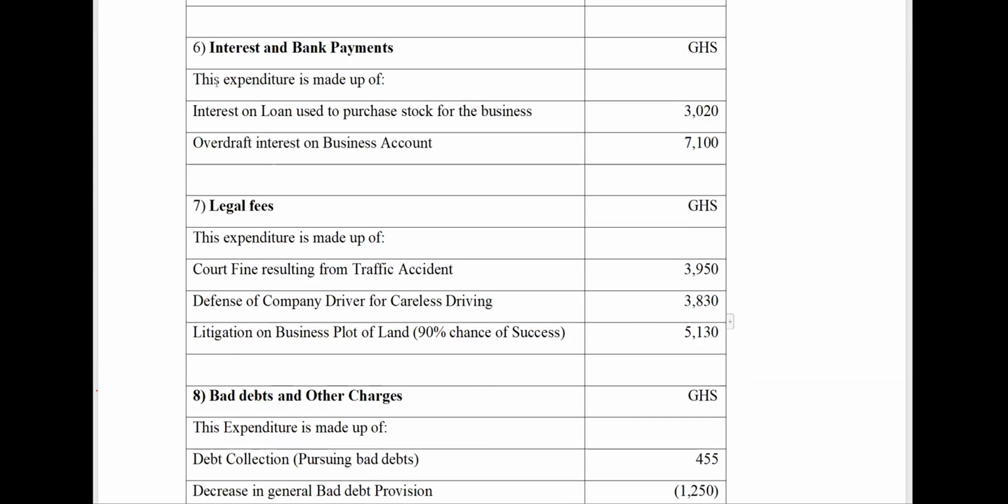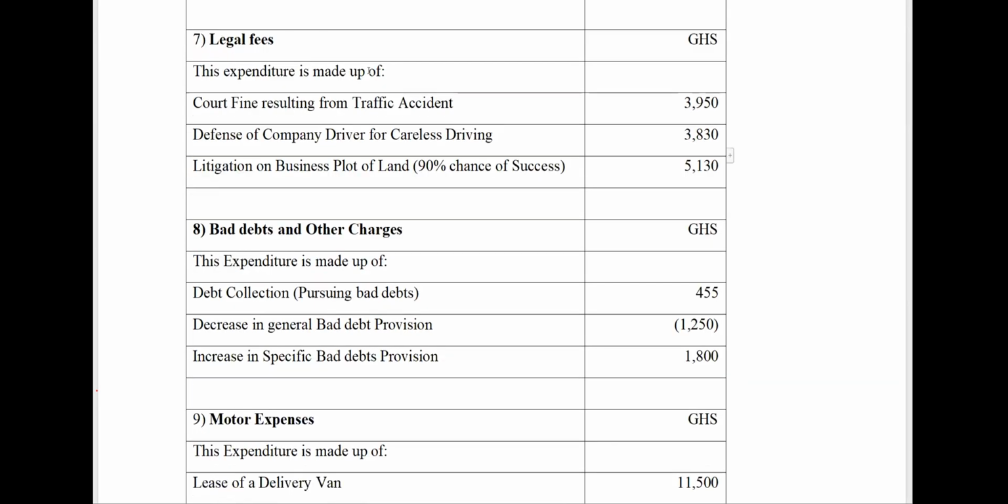Interest and bank payment. This expenditure is made up of interest on loan used to purchase stock for the business. Allow or disallow? Allow. Overdraft interest on the business account. Allow. Legal expenses. This expenditure is made up of court fine resulting from traffic accident. Disallow. Defense of company driver for careless driving. Disallow. Litigation on business plot of land. 90% chance of success.